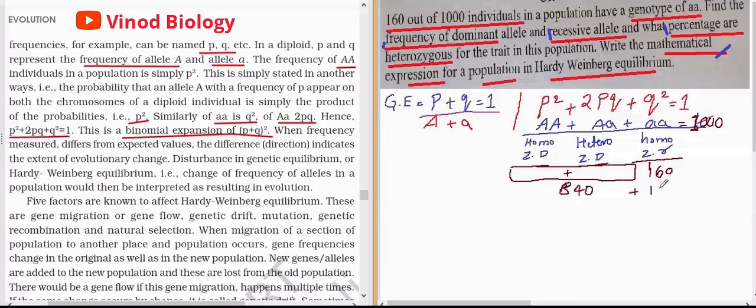plus 160 is equal to 1000. In the 840, he is asking, first of all, he didn't ask what the total dominant character is, how many. This wasn't asked, but sometimes they may ask. In that also you can't split it according to some percentage. So we have to go with a formula. How to do this? We'll see.